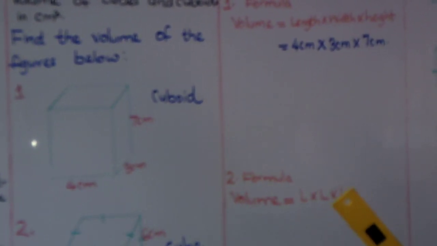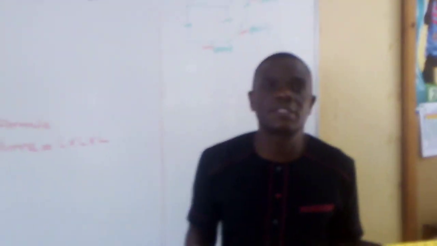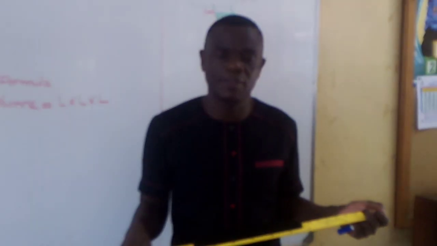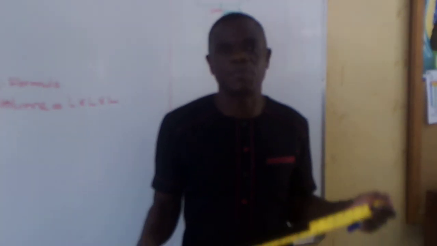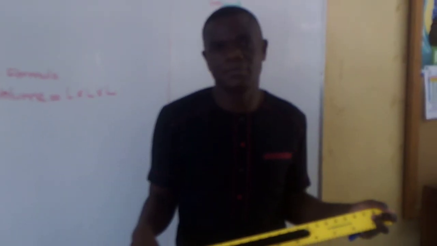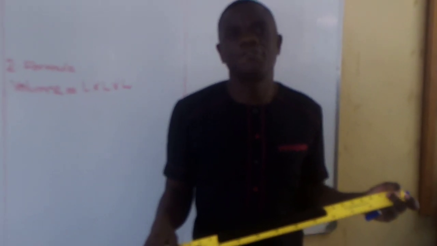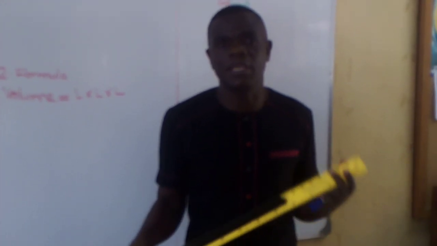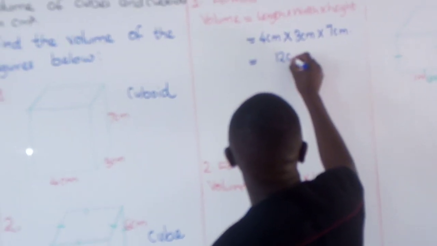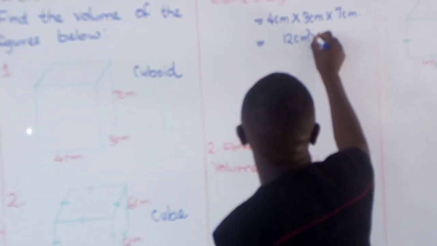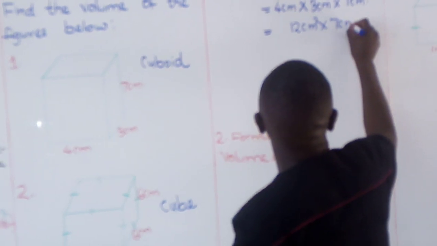Once again, let's go back to our class. What is 4 multiplied by 3? James, what is 4 multiplied by 3? Correct. 4 multiplied by 3 is 12. So this is 12 centimeters multiplied by 7 centimeters.